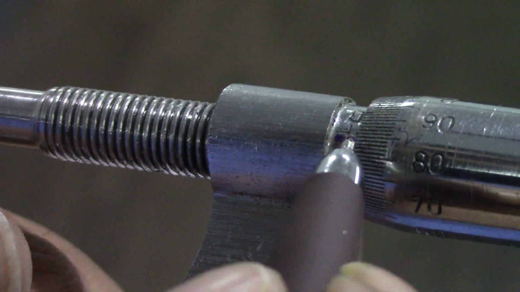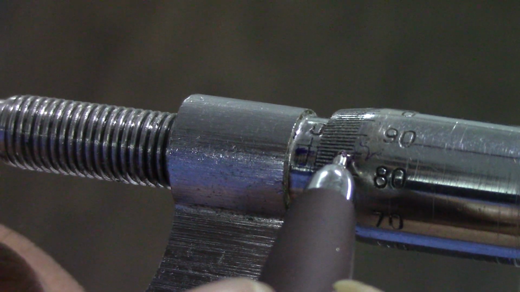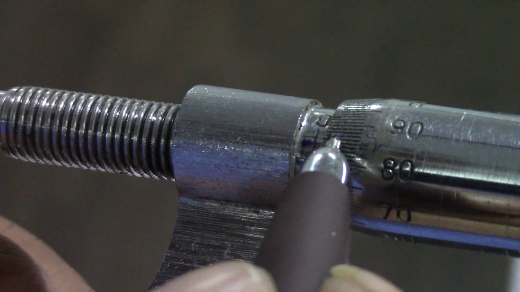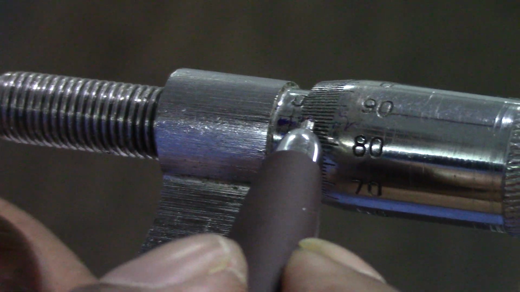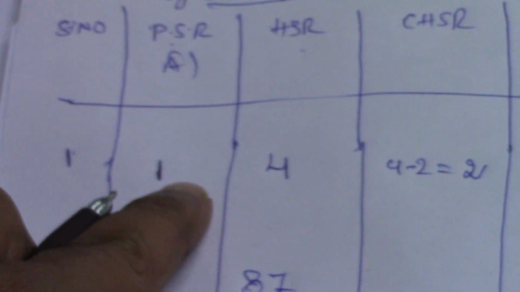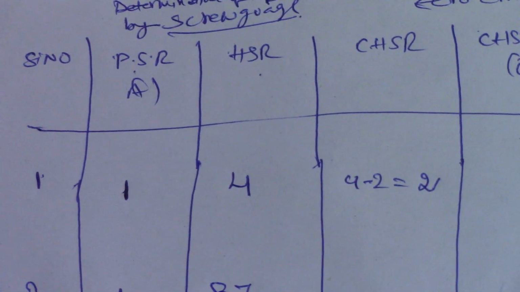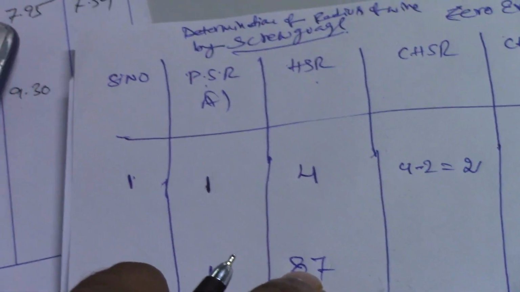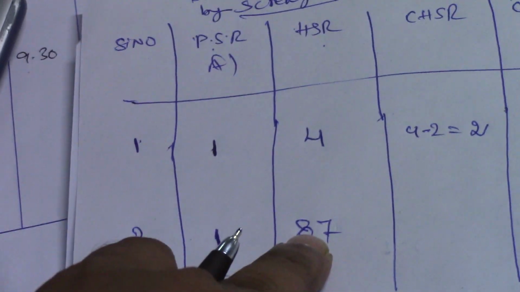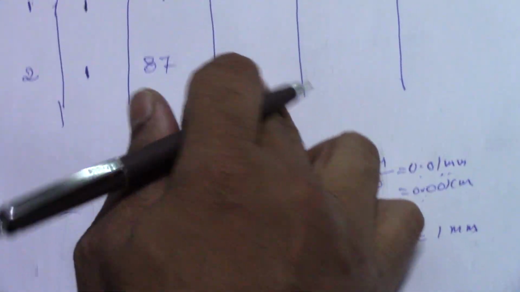So this is the index line on the pitch scale. It exactly shows 85, 86, 87. 87 is the head scale reading. So you see clearly, students, at one place we got a PSR of 1, and in the other case we also got 1, but the HSR reading is different, which means that the wire is not uniform. That's why we are taking the average value.